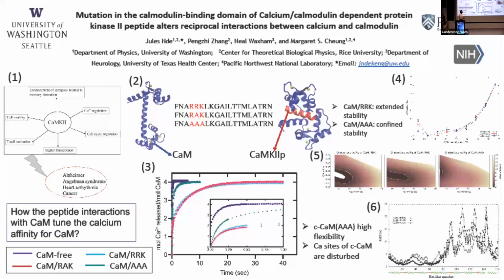Due to the large size of this kinase 2, the calmodulin-binding domain of kinase 2 is often used to study its binding properties. In this work, we are interested in studying how this kinase 2 interacts with the calmodulin and how it affects the calcium properties of the calmodulin. We are doing so by using two approaches: the experiment and the molecular dynamics simulations.